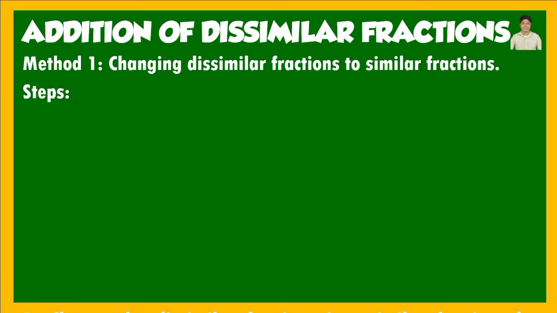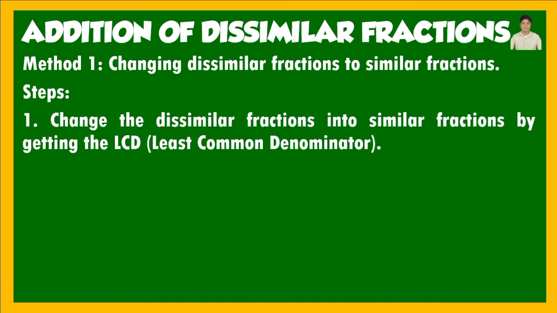Here are the steps. Step 1. Change the dissimilar fractions into similar fractions by getting the LCD, or what we call the least common denominator. So yung LCM. Okay, so kung familiar kayo sa LCM, parang ito din po siya, least common denominator. Kasi denominator kasi yung ating kinukuha na least common multiple. So kaya LCD siya. Hindi siya pwedeng LCN, hindi naman numerator.